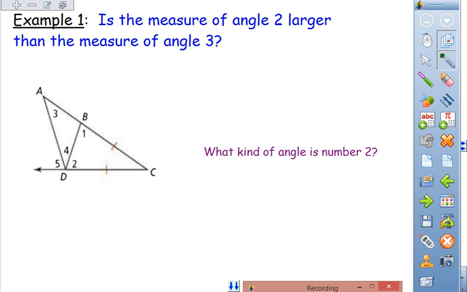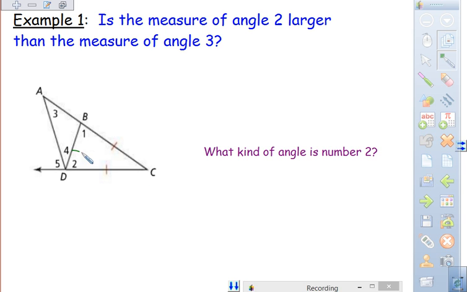So let's try some examples using these. Is the measure of angle 2 larger than the measure of angle 3? Well, the first thing that I notice about my picture is that this makes an isosceles triangle. So whatever angle 2 is, angle 1 must be the same. So I'm going to write that down so I remember it. The reasoning for that is the base angles theorem.